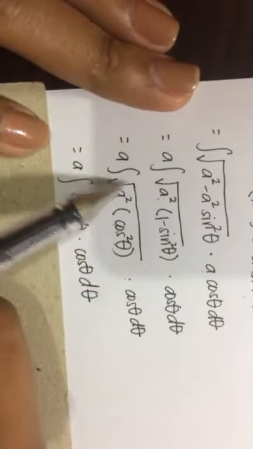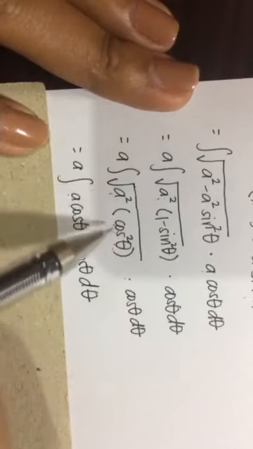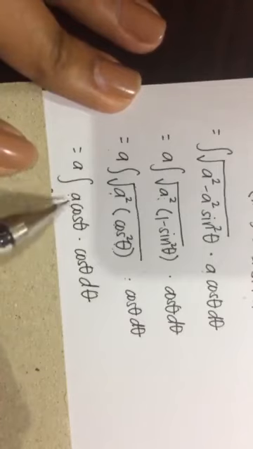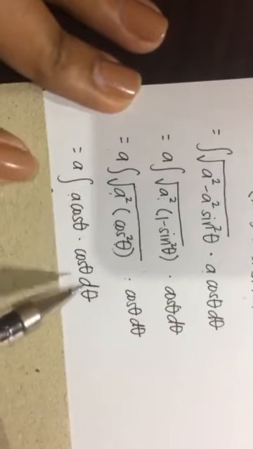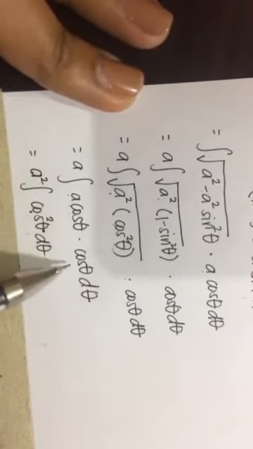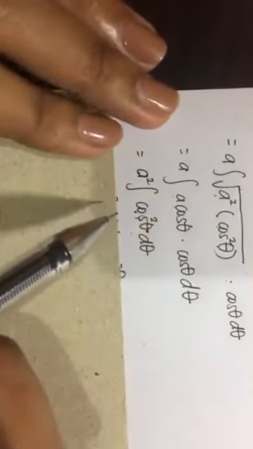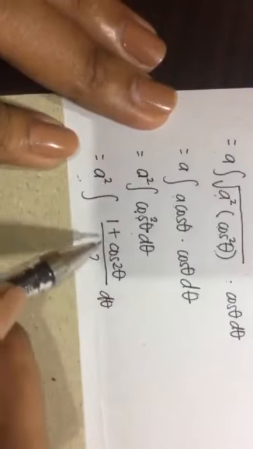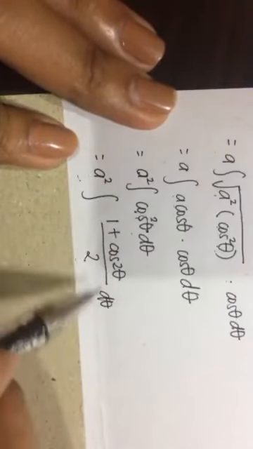In here, we can cancel the square root and the squared, which leaves a and cosine theta. So it gives us a times the integral of a cosine theta times cosine theta d theta. Here, a we can bring outside the integral sign. So it gives us a squared times the integral of cosine theta times cosine theta, which gives us cosine squared theta. From cosine squared theta, we have the identity of 1 plus cosine 2 theta over 2, d theta.